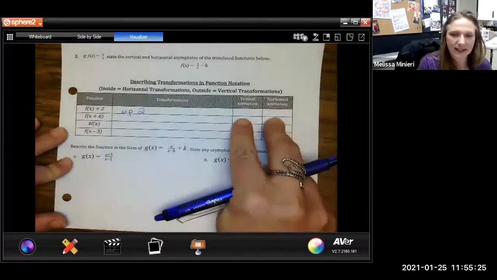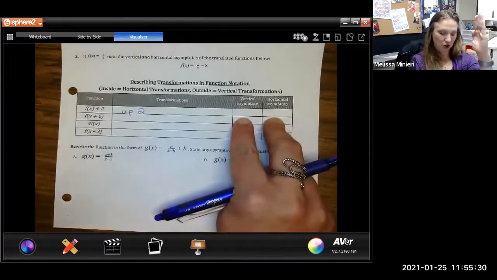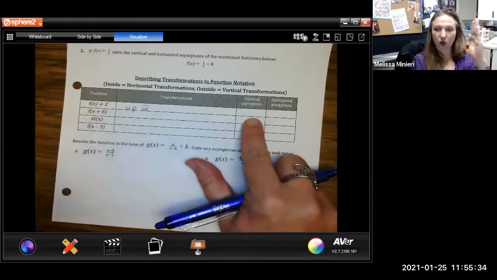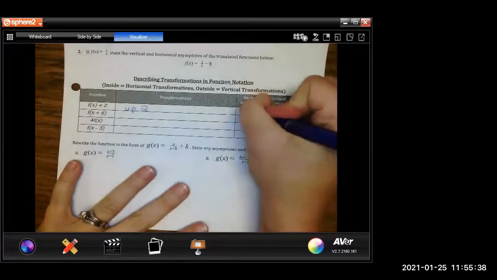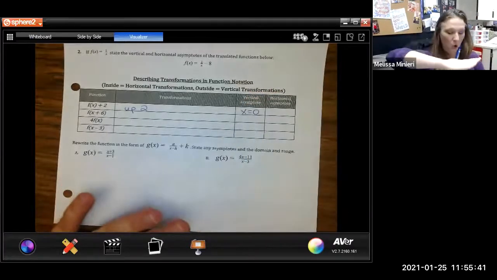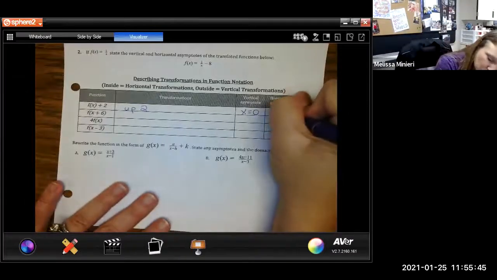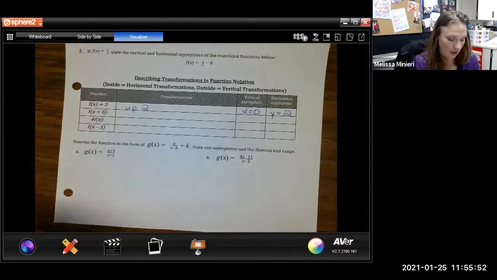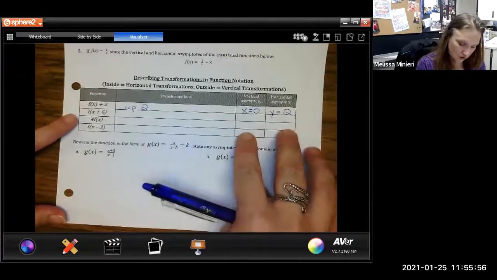So now they want us to think about how would that affect our rational function. So our vertical asymptote, if the graph is just moved up 2, is that going to affect the vertical asymptote? No. So it's going to stay at x equals 0. Now the horizontal asymptote, if I shift it up 2, my new horizontal asymptote is going to be y equals 2. So that's what they're wanting you to do in this section, is just say, okay, what's the transformation and how would it affect the asymptotes?